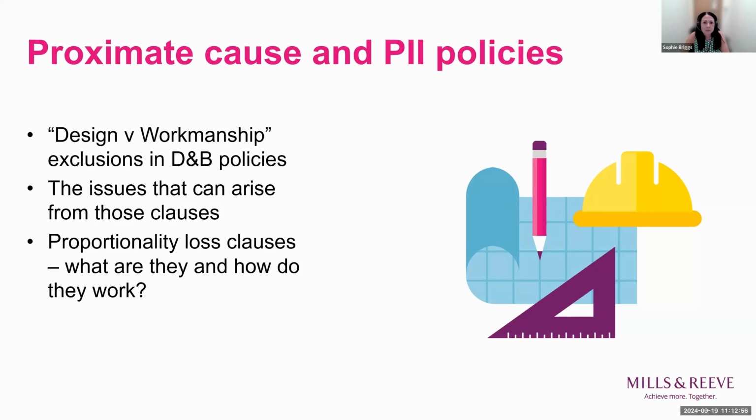And that can sometimes cause significant issues between PII insurers and design and build contractors during the course of a claim, because for obvious reasons, the contractor will want to be covered for as much of the claim as possible, and it may not be clear, particularly in the early stages, whether the proximate cause was design or workmanship or a mixture of both. So in most cases, expert evidence is needed in order to get to the bottom of those issues. And in some cases, insurers may decide that they need to commission their own expert evidence in addition to any that's being obtained on the insured's behalf for the purposes of defending the claim.